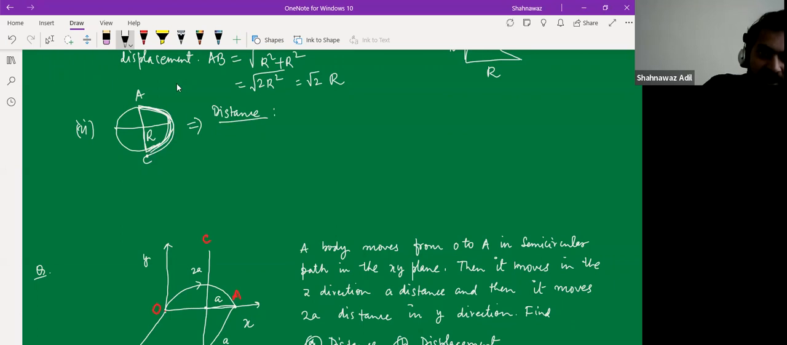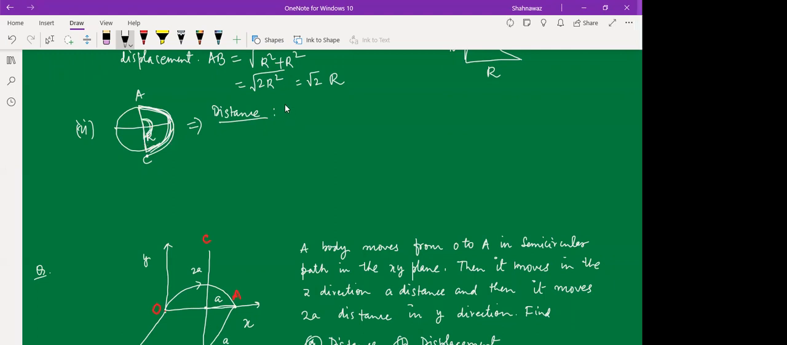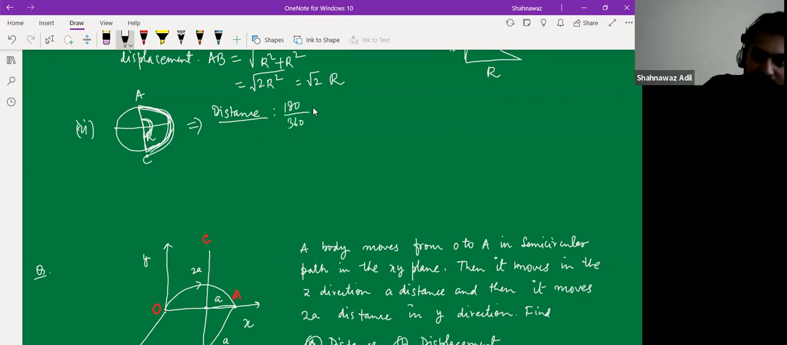And the other method that we were doing earlier is, what is the theta here? 180. Yes, right. 180 by 360 into 2 pi r. So this is 1 by 2 into 2 pi r. So this is pi r. And you can also see that this is a semicircular path.